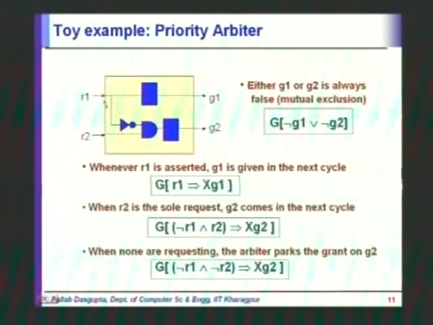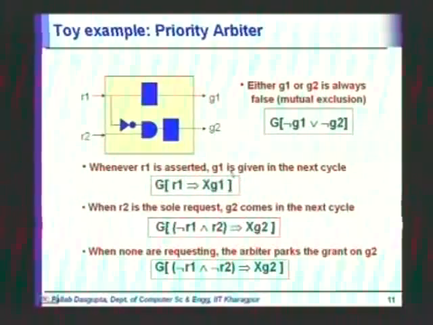we have either G1 or G2 is low. If R1 is high, then in the next cycle G2 will be low. If R1 is low, then in the next cycle G1 will be low. And in every cycle R1 has some value, so in the next cycle either G2 or G1 will be low. So that is satisfied. Let us look at the next property.